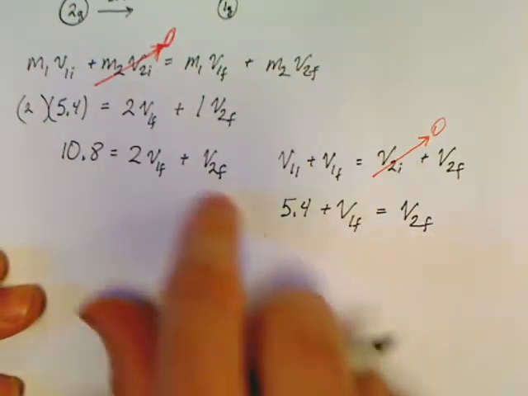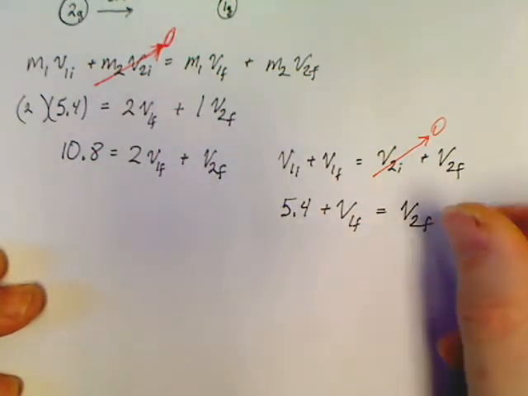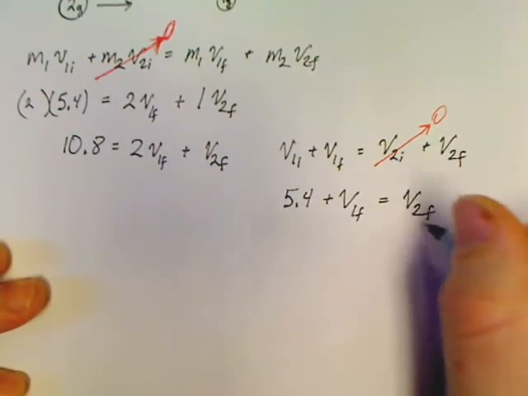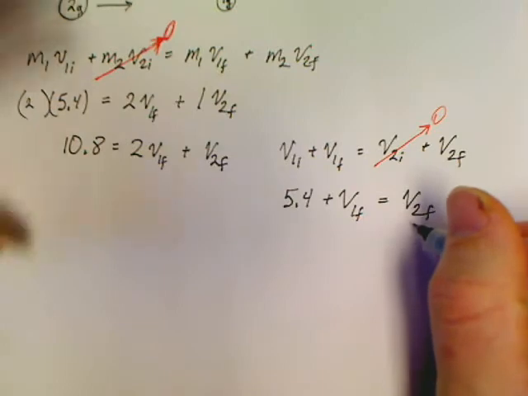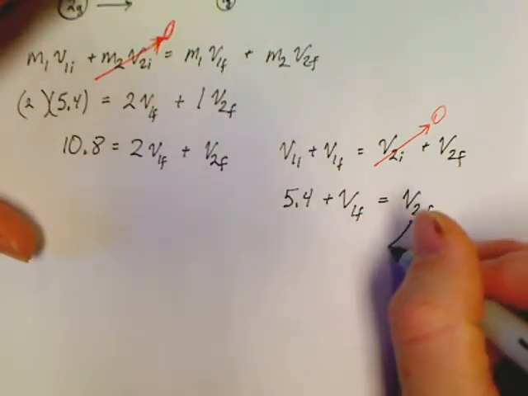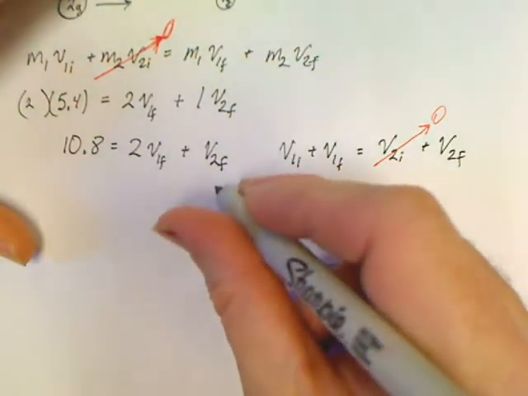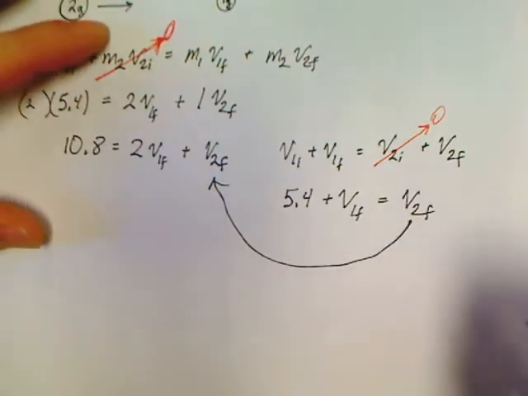Now all we've got to do is substitute. So all I'm going to do is take this V2 final. Look, it's already equal to V2 final. That's awesome. So it's already given us this V2 final, and all we've got to do is plug it in right there for that V2.